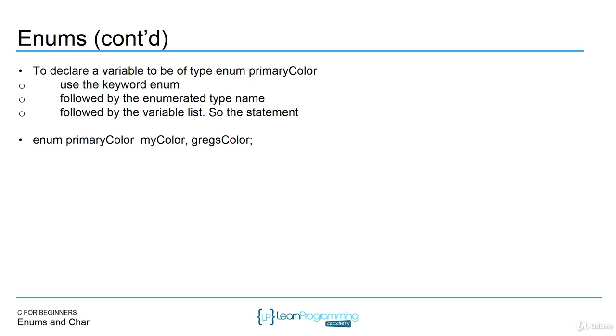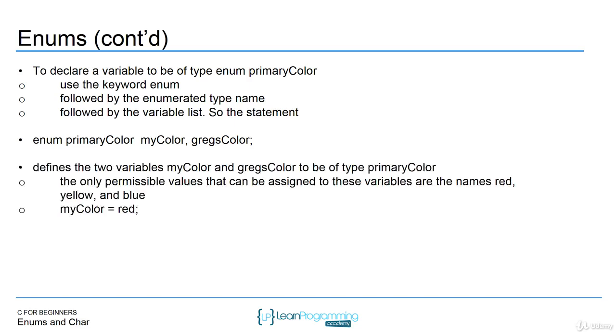So here we have two enums of type primaryColor, myColor and gregsColor. Again, this is where we're using the enum. We've already defined what the enum can be, just red, yellow, or blue. And now we're saying we have two variables named myColor and gregsColor that can only contain one of those three values. Can't contain anything else. So here we're declaring variables of primaryColor, defining two variables, myColor and gregsColor, to be of type primaryColor, which is an enum type. The only permissible values that can be assigned to these two variables are red, yellow, and blue.